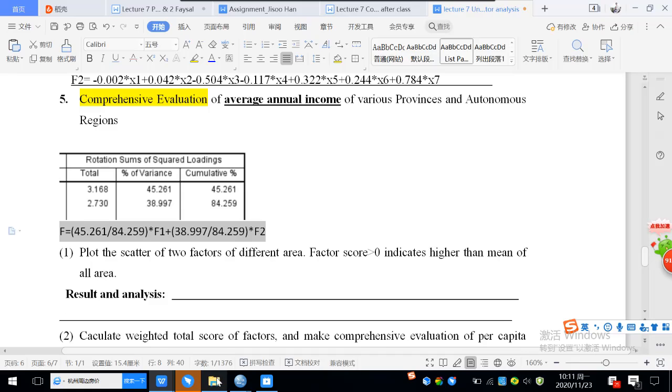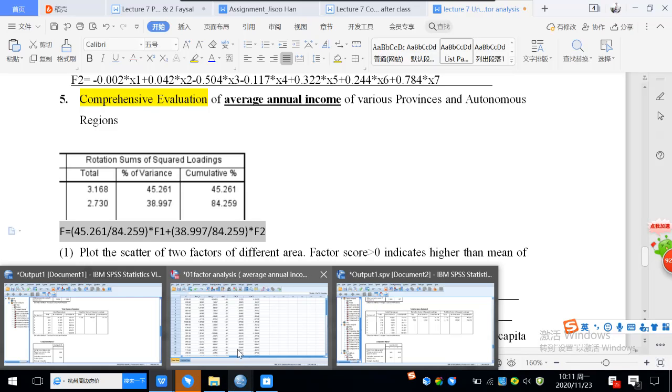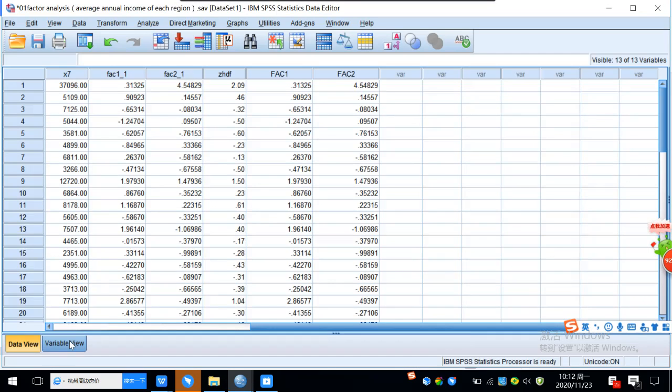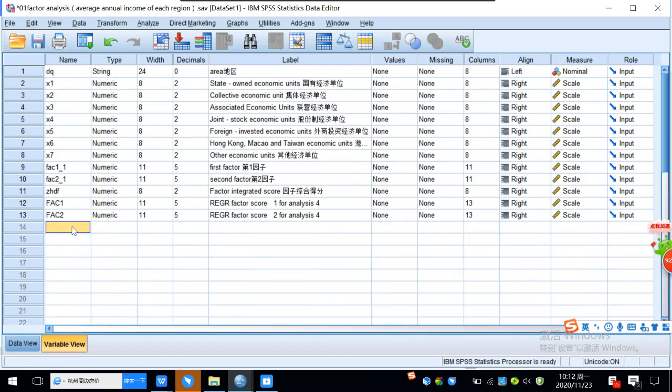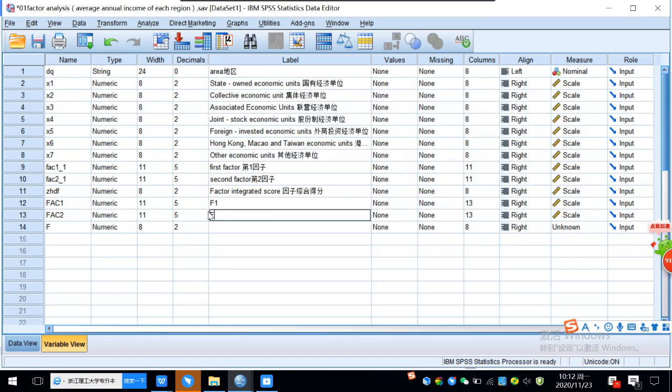Okay, then here, firstly, I will establish a variable F. Here, I would like to use F1. Here, F2. F is the comprehensive evaluation.